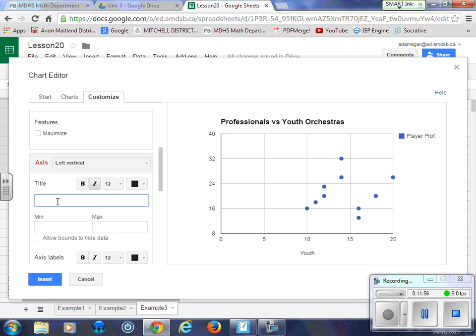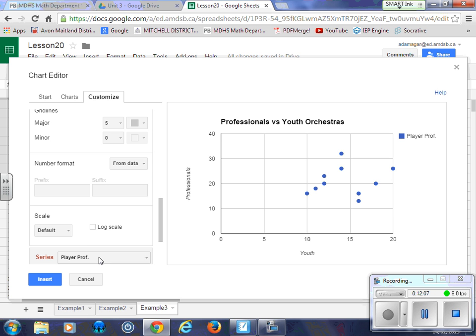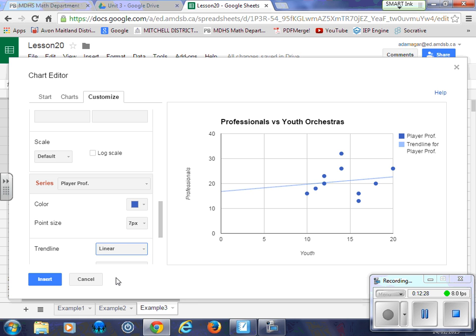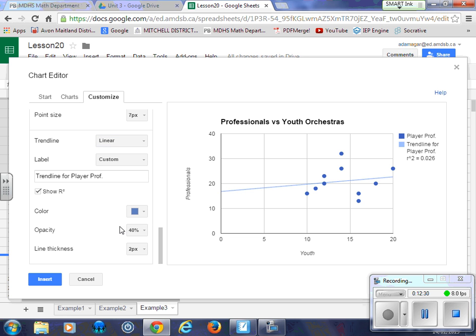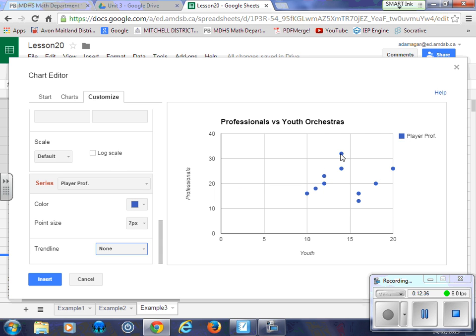And vertical, professionals, and we'll go 0 to 40, that's fine. When I look at the data, at first glance, and this is where you have to be careful, your knee-jerk reaction might be to say, hey, there's no relationship here between the two, because you could say there's a zero correlation. Probably if we ran this through a linear regression, our R squared value is virtually zero. So definitely I would say there's no linear relationship here.